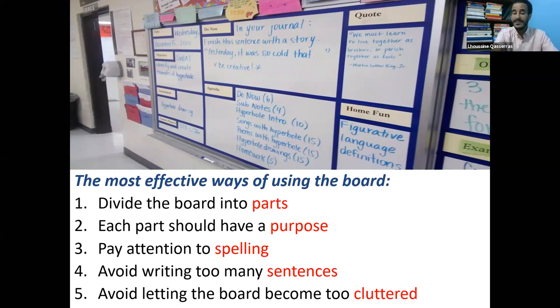Number three, this is very important, and it happens to me many times. Pay attention to spelling. We don't want our learners to learn mistakes.